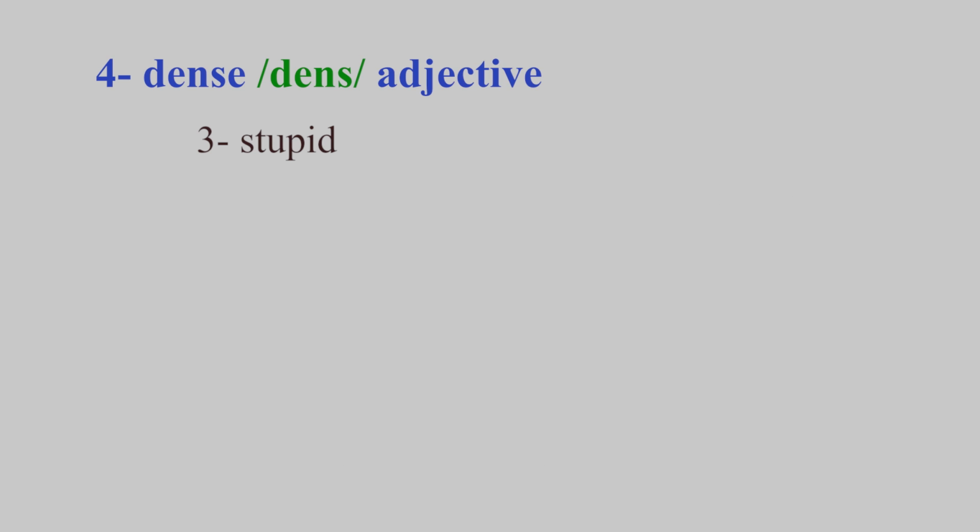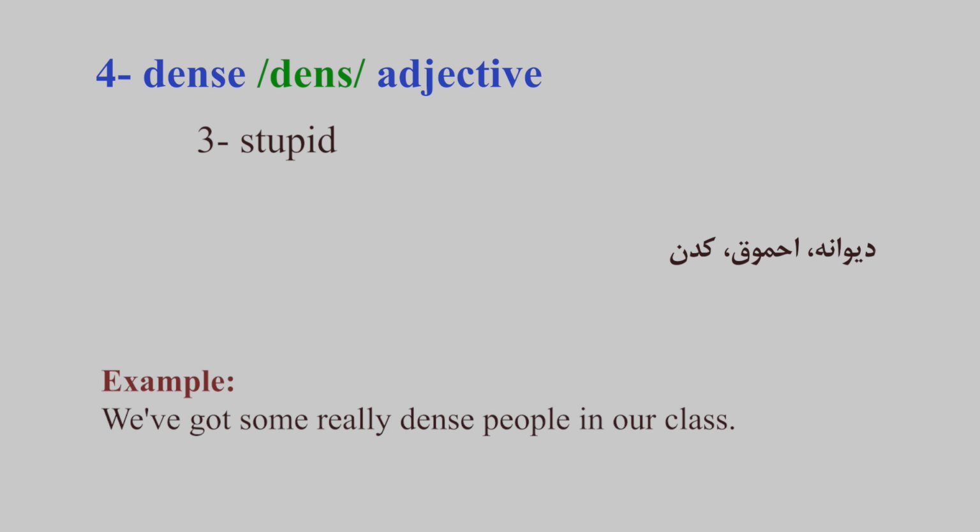The third meaning for dense is stupid. I don't know, we don't use it too much, but I wanted to write it there because maybe you hear it once somewhere and you're not confused. And one example: we have got some really dense people in our class.